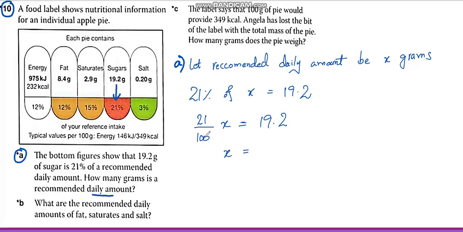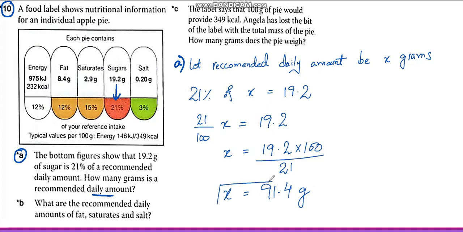First, we will multiply both sides with 100. So on the right side, we get 19.2 times 100, and then we will divide both sides by 21. So on the right side, we get the product of 19.2 and 100 divided by 21. And finally, we will get 91.4 grams. If we solve with the help of calculator and we just round off, we get 91.4 grams, means this was the total amount that is recommended.